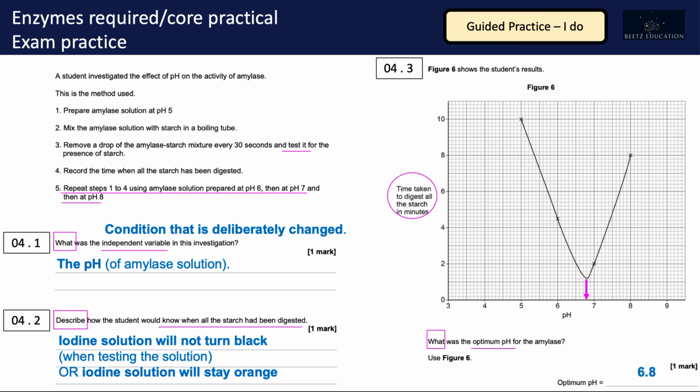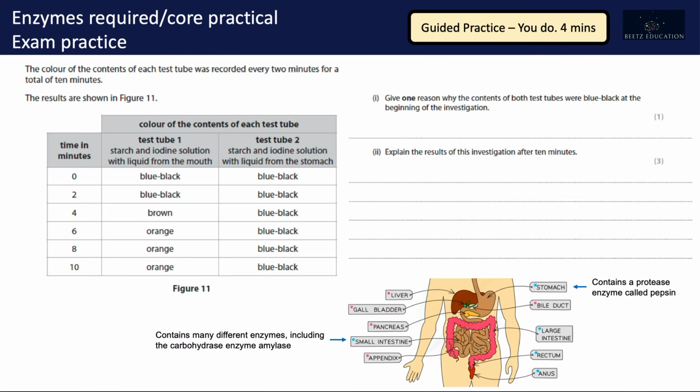Right then, a couple for you to have a go at home. As it's the first required practical question, I've provided you a little bit of support in the form of a labelled diagram needed for part 2 of these questions. Give yourself no more than 4 minutes when you pause the video and I'll review in a moment.